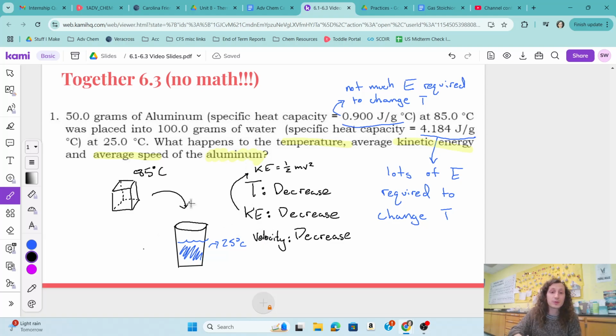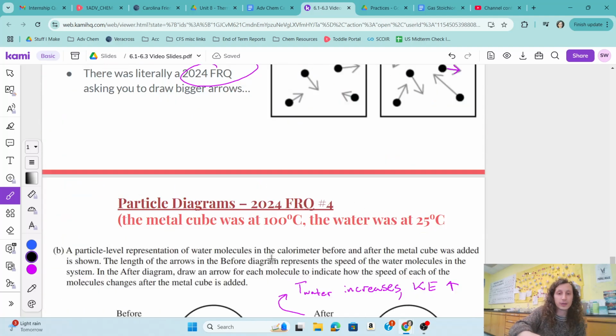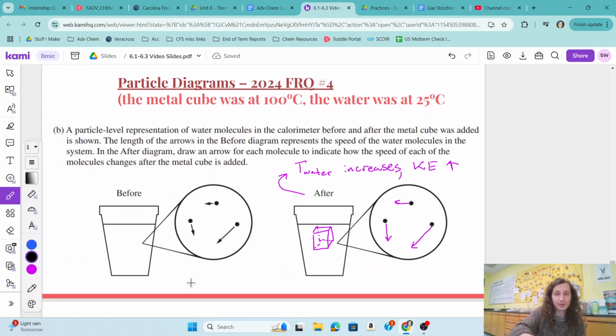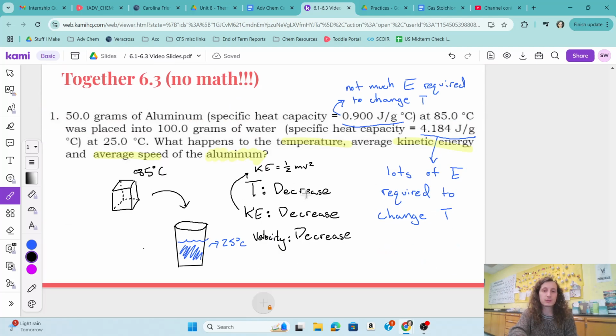And you could say from the perspective of the water, right? If I hadn't asked about aluminum, well, water's temperature would increase. Water's kinetic energy would increase. Its velocity would increase, just like we see in this really advanced AP FRQ question right here. This is basically another version of this question. So heat transfer, thermal equilibrium, eventually the temperature of the metal will decrease until it meets the temperature increase of the water. Now we'll talk about how to quantify what that temperature will be in our next topic. But that is all for now.